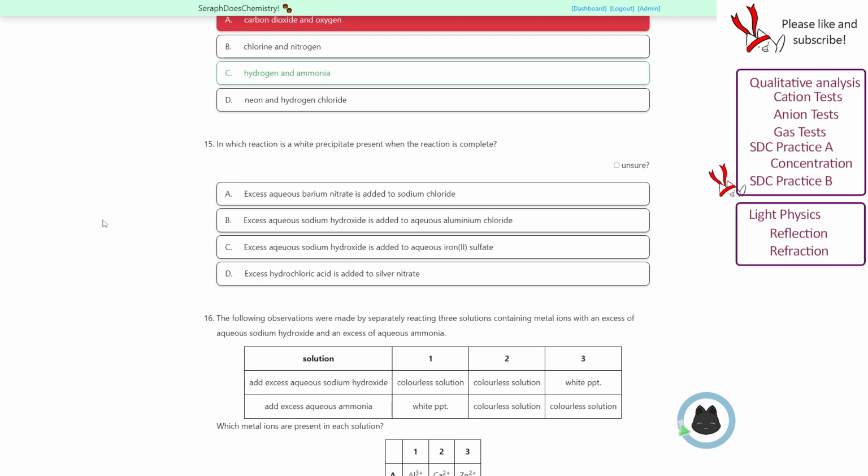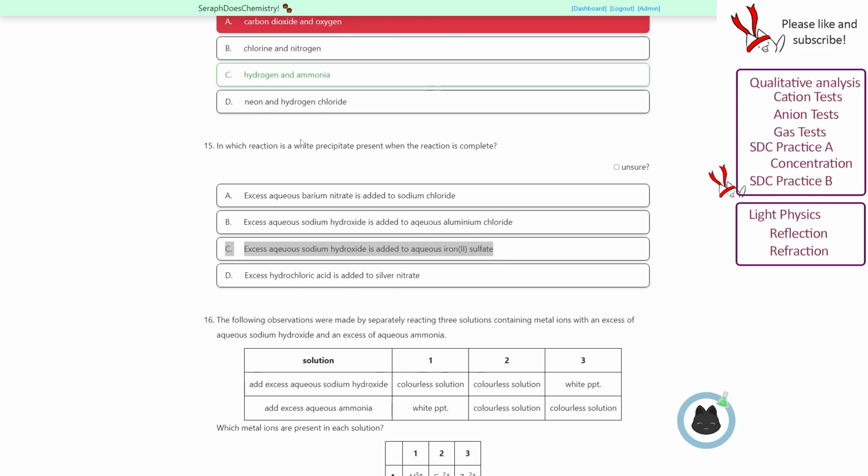Question 15. Which reaction has a white precipitate present when the reaction is complete? The keyword lies in adding in excess. So B. Will there be white PPT? No, because it will dissolve in excess, right? For aluminium. Then C. Is the PPT even white? No. So because we're looking for white PPT, C cannot be. Then D. Is there any PPT that forms? Yes. Silver is best friends with what? Silver and chloride. So silver and chloride are best friends, so they will form precipitate.